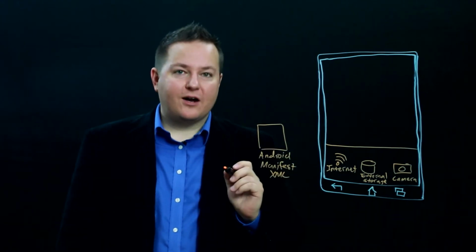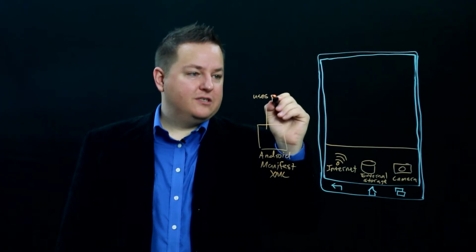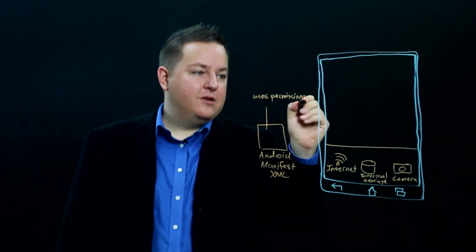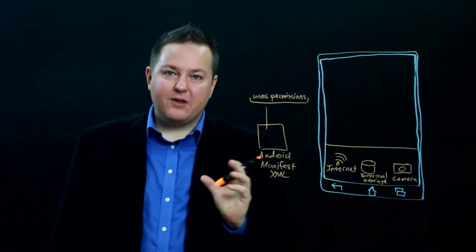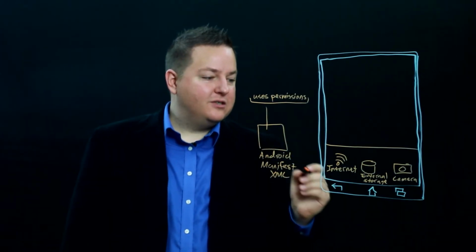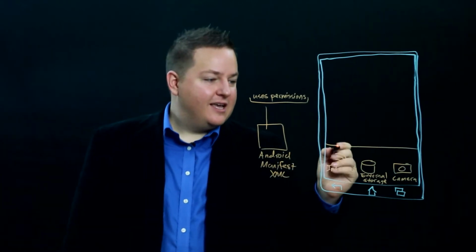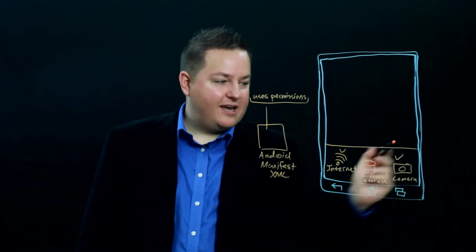So you declare a series of uses permissions. And these are things that your app wants to have access to on the underlying platform. Each of these user permissions corresponds to some type of underlying capability of the device. Something like access to the internet, maybe, or access to the camera.